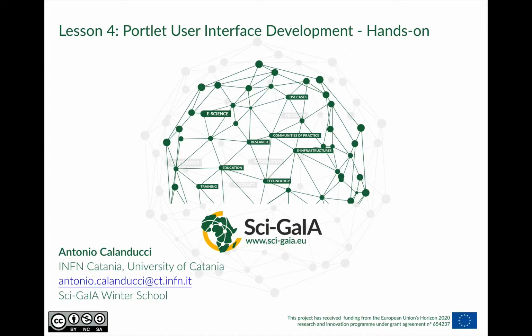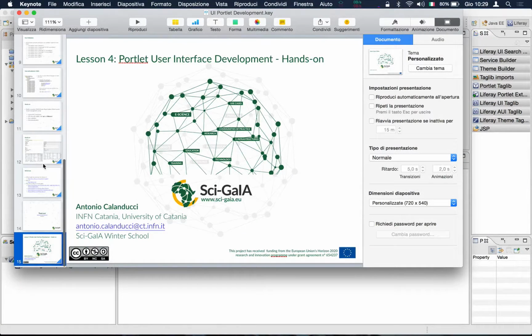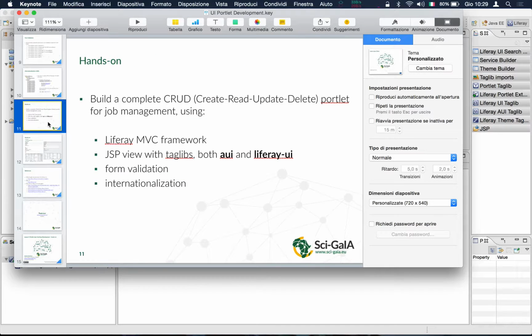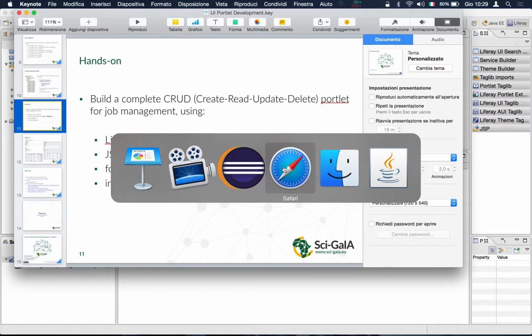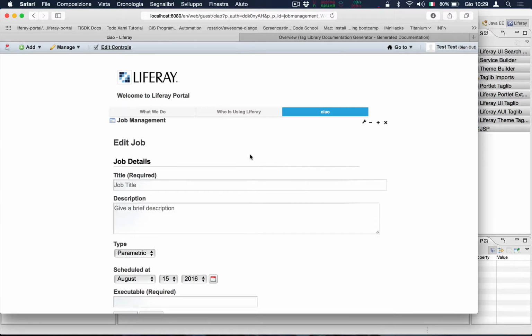Hi, and welcome to lesson number 4. Here we are in the second part of the lesson where we will build together a complete portlet from scratch. The idea is to build a CRUD portlet, a portlet that is able to do create, read, update, delete. We will build the portlet that allows us to manage jobs.